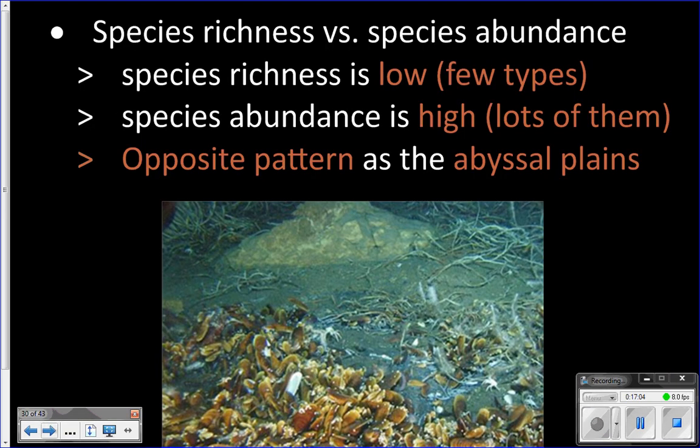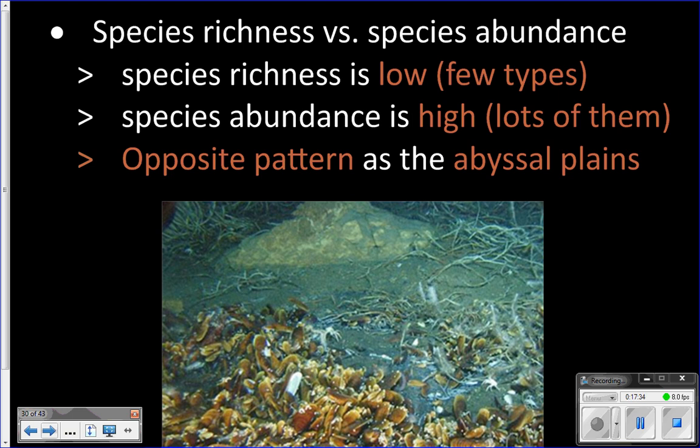Alright, species richness versus species abundance here at cold seeps. So, species richness is going to be low. There's not going to be very many different kinds of animals, but the abundance is going to be high. So there will be lots of them. So there may only be tube worms and clams, but there's going to be a lot of tube worms and clams. So low species richness, high species abundance. So it's the opposite pattern of the abyssal plain.